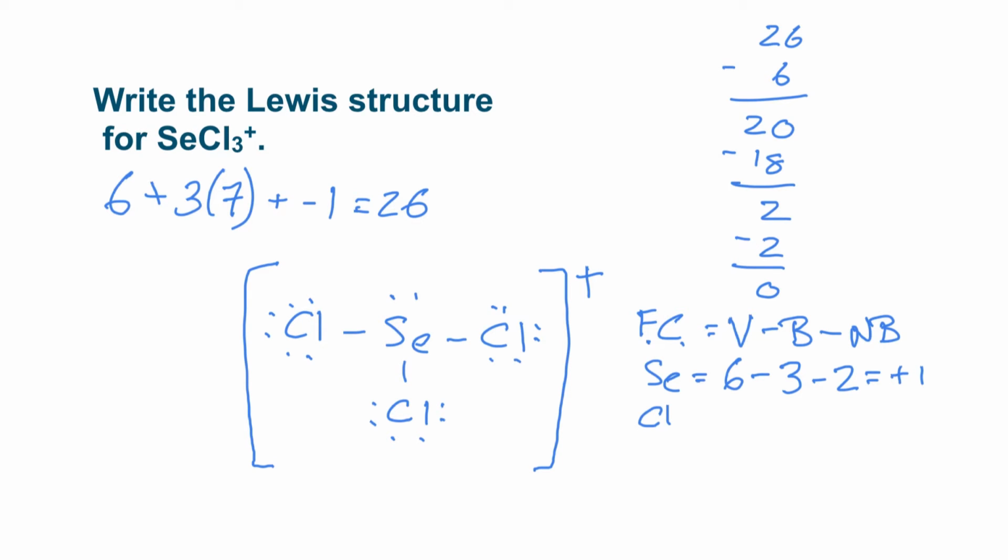And all of the chlorines are identical, so I just have to do this once. So for Cl, I have 7 valence electrons. I have 1 bond, and I have 6 non-bonded electrons. 7 minus 7 is 0. That's perfect, because that means that when I add up all the formal charges together, I have 1 plus 3 times 0 is +1. And notice that it all has to add up to +1, because that's the overall charge on my ion. But I was also able to give all of the atoms the smallest formal charge possible and still add up to +1.